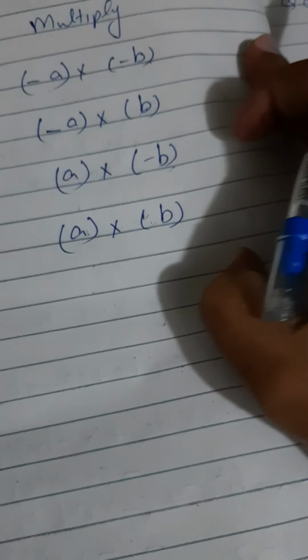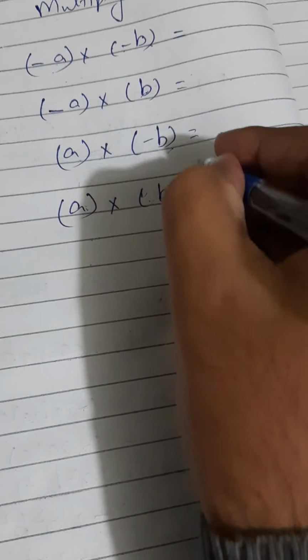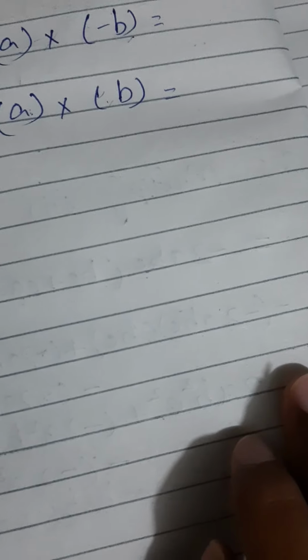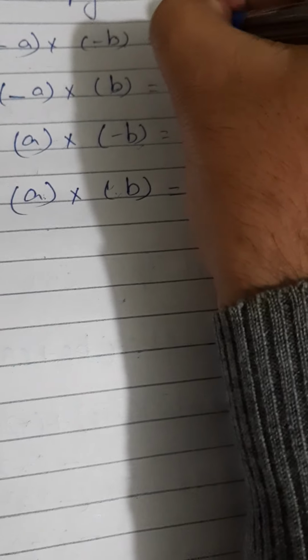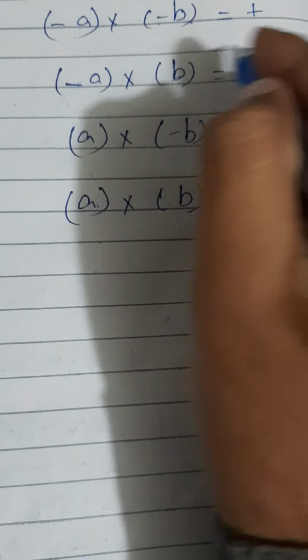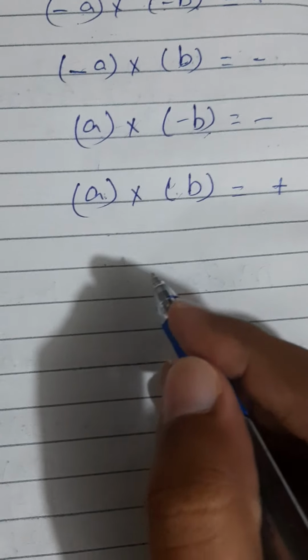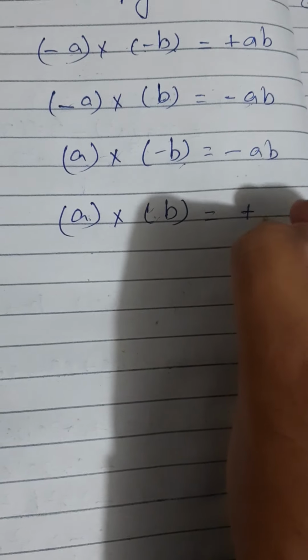So in general you have to remember, in multiplication, when there are same signs, the answer will be positive. Where are same signs? First case, both have same sign, negative. In the last case, both have same sign, positive. So when there are different signs, the answer will be negative. Now we have to multiply these. A and B we multiply, we get AB.